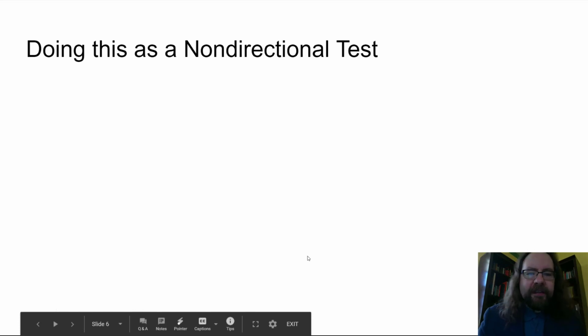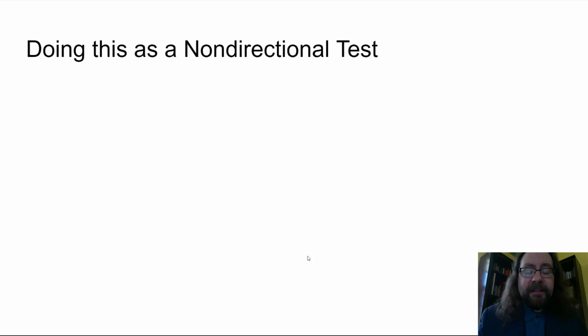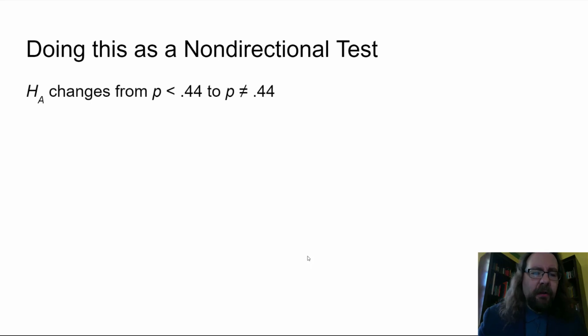So we could have done this test as a non-directional test if we wanted to. A couple things would change, but a lot of things would also stay the same. What would change is our alternative hypothesis. Instead of being p is less than 0.44, we would change it to p is not equal to 0.44. This allows us to be non-directional. We're assuming it might be greater than or less than.